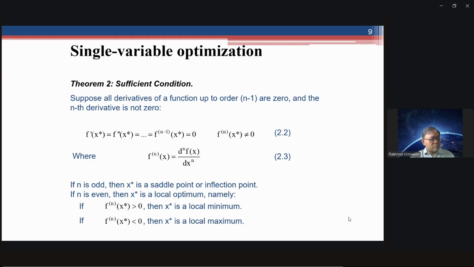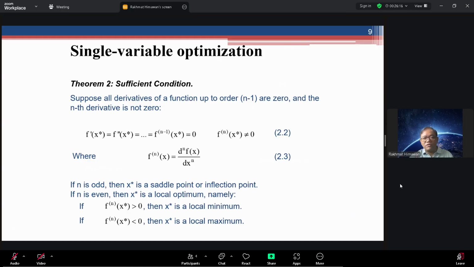Gue pindah dong, gue pindah dong, gue pindah. If not, I'm going to continue, and maybe it's going to be better if you see the example.